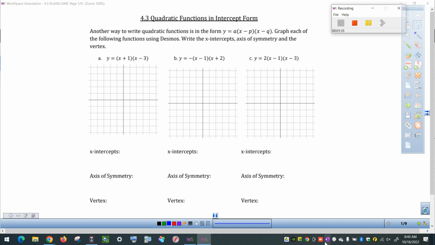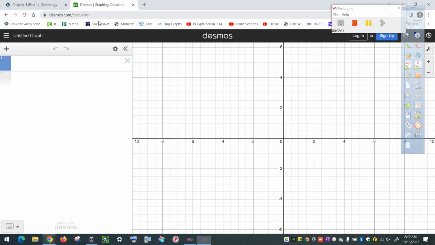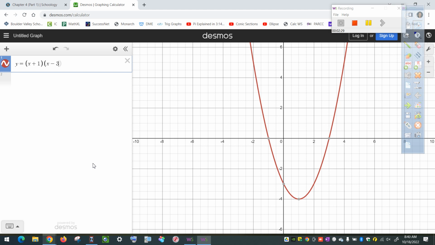So we're going to explore a little bit here on Desmos to see how this intercept form works. We're going to take a look at the first one together. Our equation here is y equals x plus 1 times the quantity x minus 3. On Desmos, once you have hit launch the calculator, we'll just go ahead and type in our equation exactly as we see it. So I'm going to type in y equals x plus 1 in my first parenthesis. I'm going to do an x minus 3 in the second parenthesis.